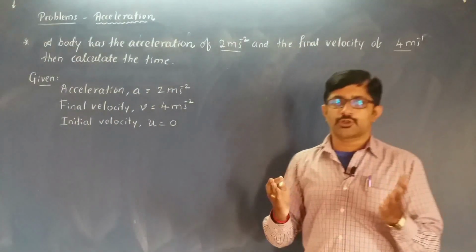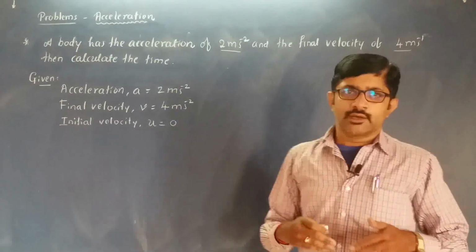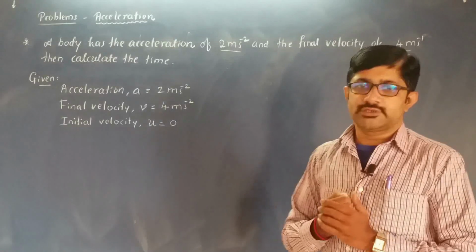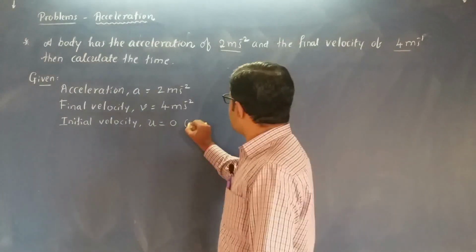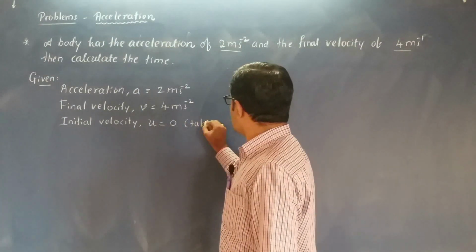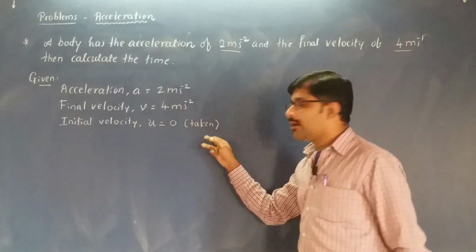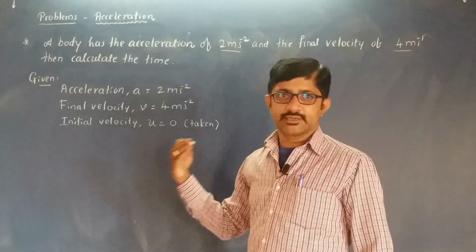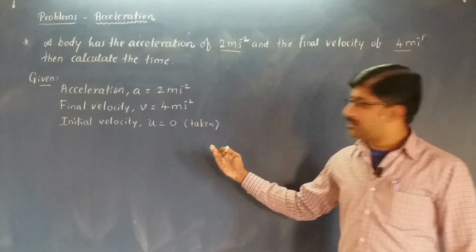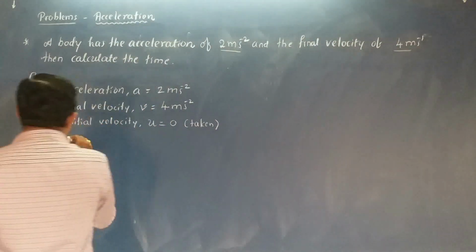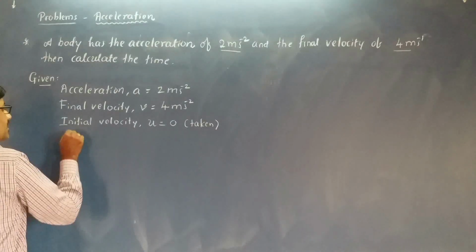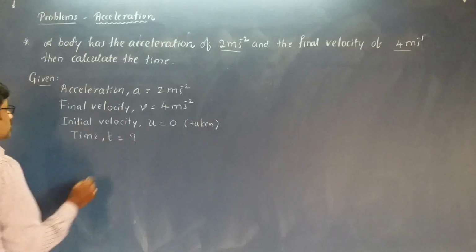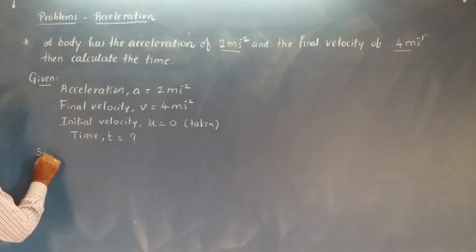They did not bother about initial velocity. We are assuming that initial velocity should be equal to 0. That is by our understanding, and hence I am giving the reason here, taken from our understandings. I hope you are getting these things right. Then what exactly is the parameter asked? That is time, t is equal to how much?